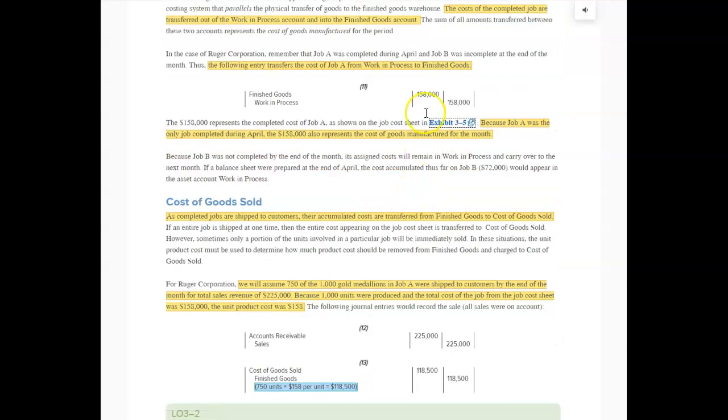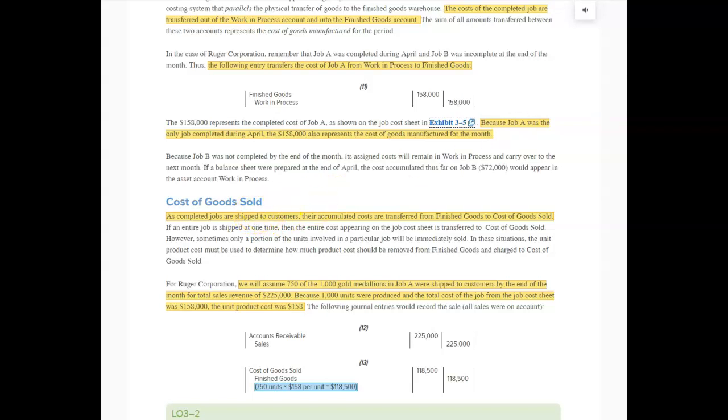Go back to this entry. Here's the entry. To record job A being finished, we debit finished goods, and this is another inventory account. So debit finished goods inventory, $158,000, and credit work in process, $158,000. It was the only job completed during this month, and so that represents the cost of goods manufactured for the month. So again, the cost of goods manufactured shows us the total cost of the goods that were finished that month. Not all of them that were being worked on, just the ones that were finished.